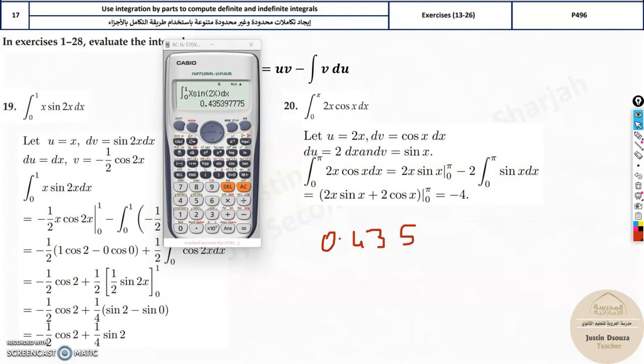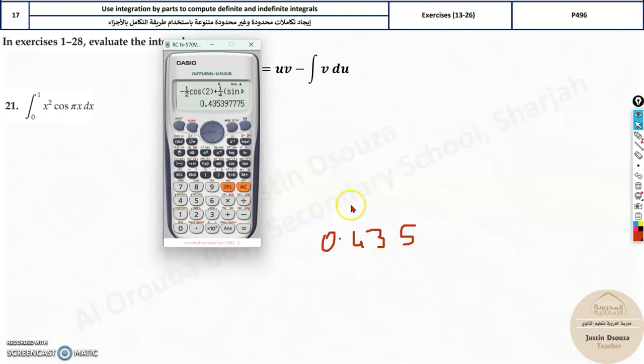So what you need to do is solve all four options. Only one will be the correct answer. That is half cos 2 plus 1/4 sine 2, bracket sine, close the bracket, and this will be the correct answer. Why? Because when you simplify this, you're getting the same answer that we got in the calculator. Only one will match and be the correct answer, so that's how we can easily solve it.